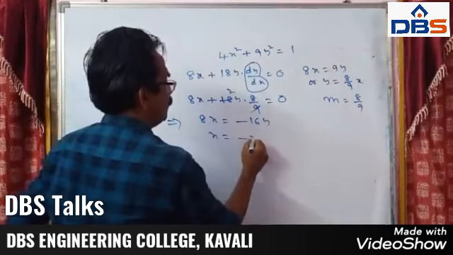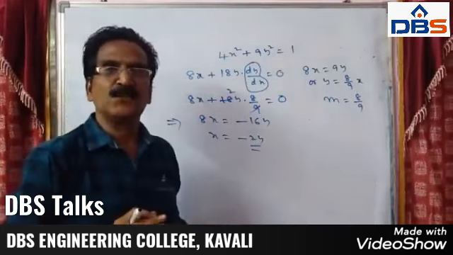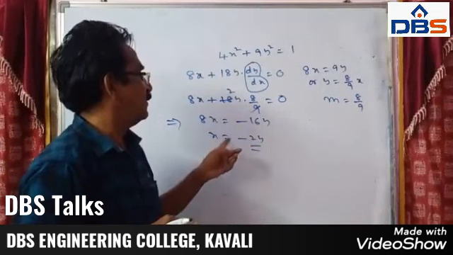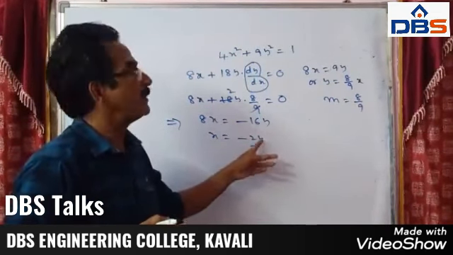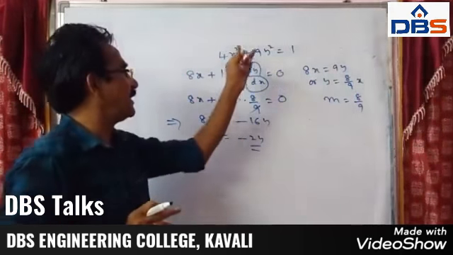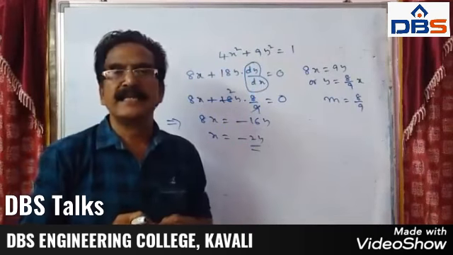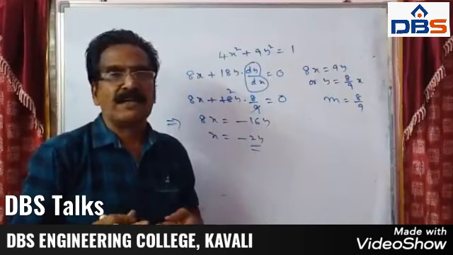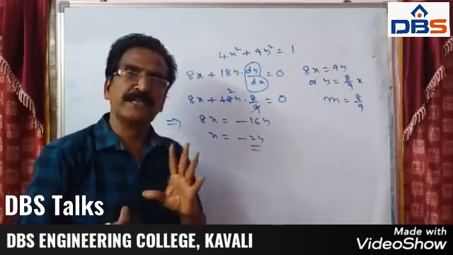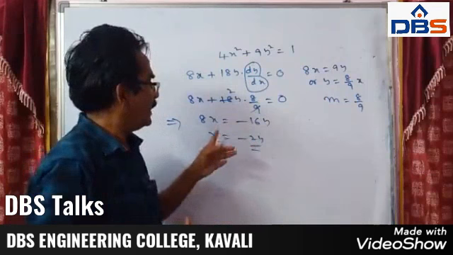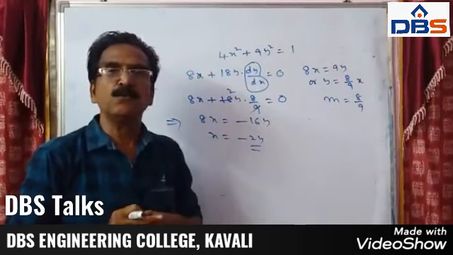x is equal to minus 2y. So we can substitute this in the curve. We get a quadratic equation in y, and by solving that quadratic equation we get two values of y, and in turn two values of x, and we get the 2 points.